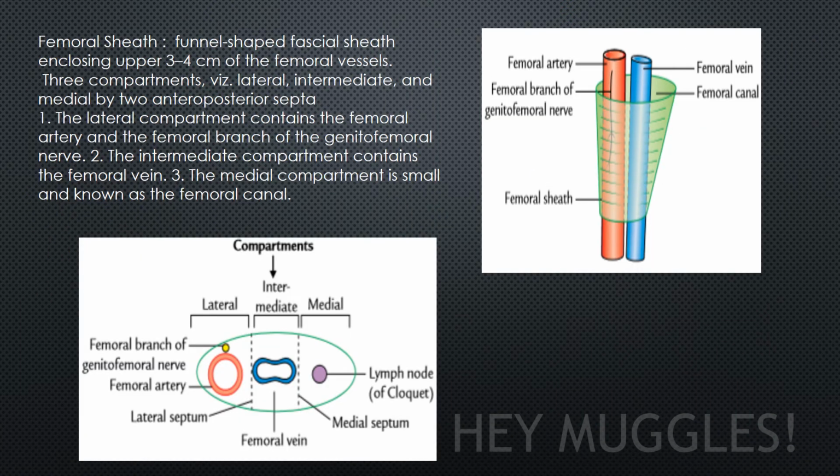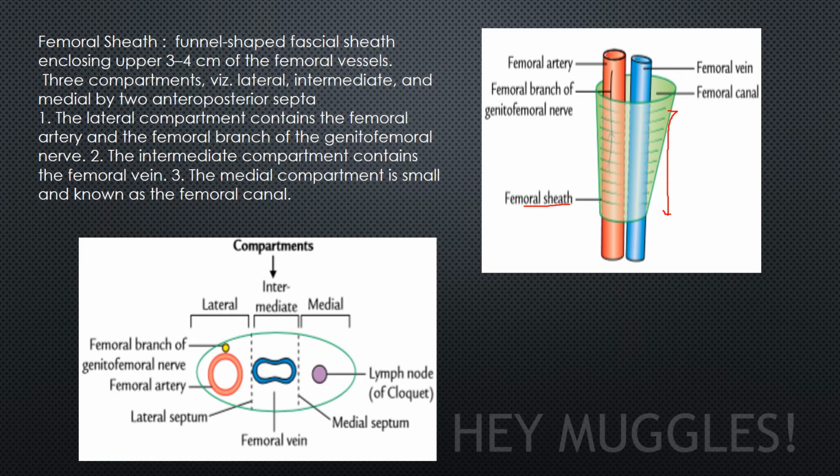Okay, let's discuss the femoral sheath, right? So the green covering outside the femoral vessels is your femoral sheath, right? Femoral sheath is basically a fascia. You can imagine it as a stocking that is covering your femoral vessels and holding them in place, right? So it encloses 3 to 4 centimeters of the femoral vessels. It is acting like a stocking. Okay.